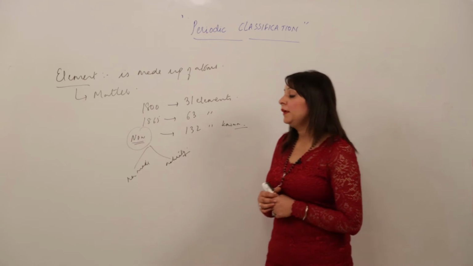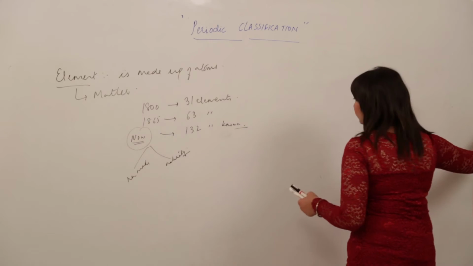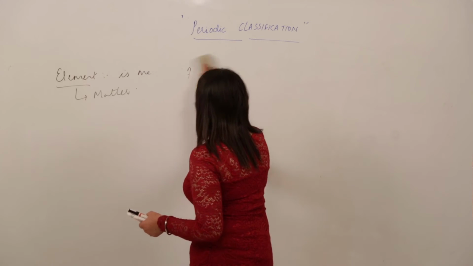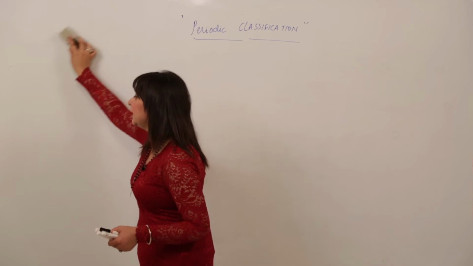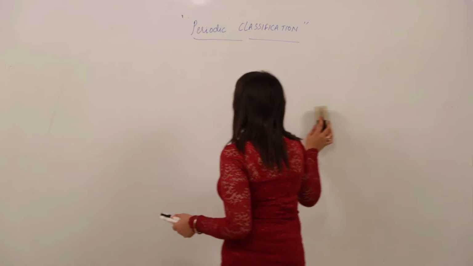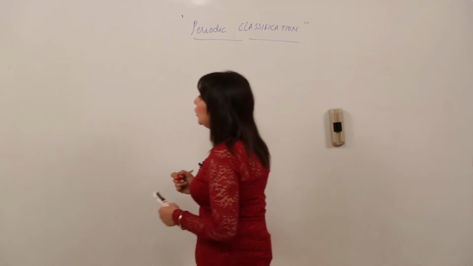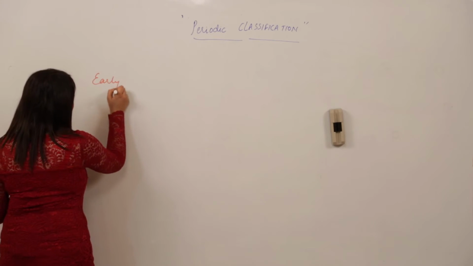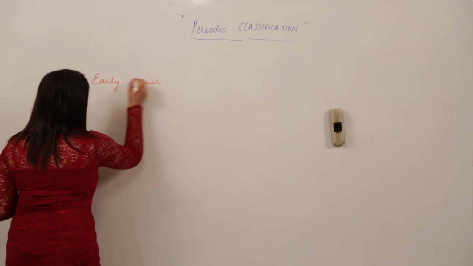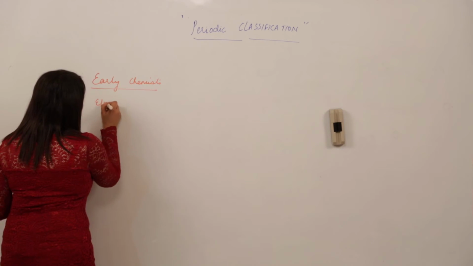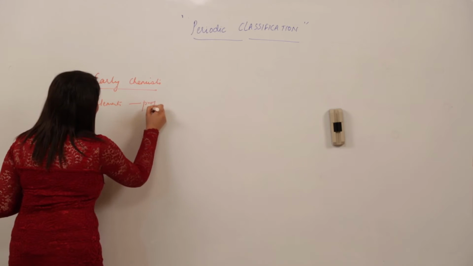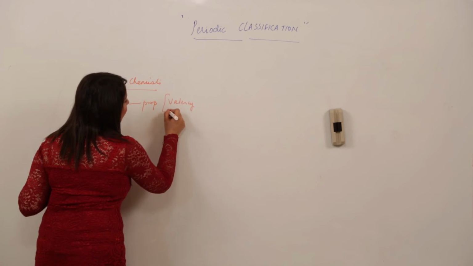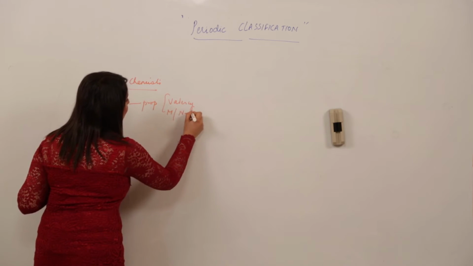Now coming to the point of how classification was done. The first attempt at classifying the elements was made by the early chemists. However, it failed, but still they made the first attempt. And what was the first attempt? We call them early chemists. They classified the elements on the basis of properties. The basic properties that they took into consideration were valency and behavior, that means whether they behave as metal or non-metal.